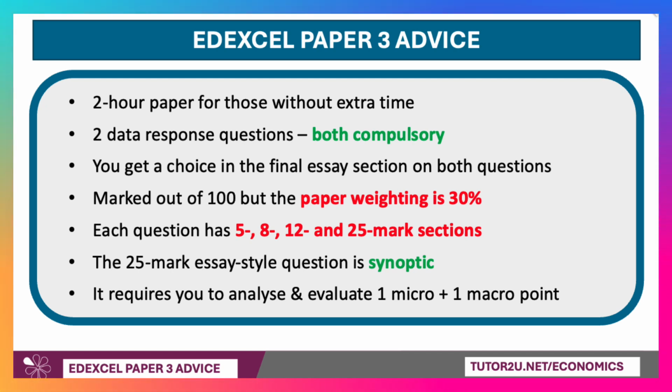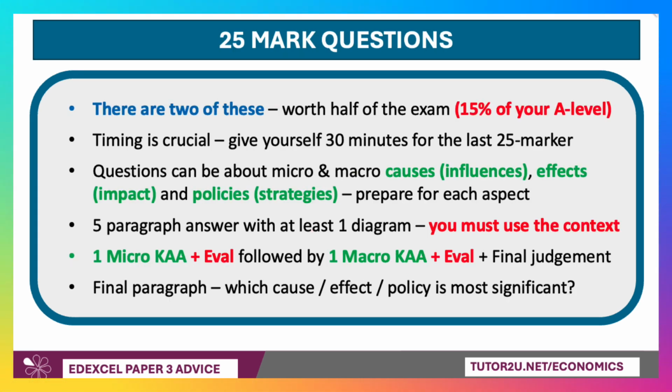It's a paper weighting 30%, the other 2 papers are 35% each, and each question has a 5, an 8, a 12 and a 25 mark section, and multiply by 2, there's 2 of those. The 25 mark essay question is synoptic, and typically it requires you to analyse and evaluate one micro and one macro point. So there are 2 25 mark questions, essentially worth half the exam or 15% of your A level, and the timing is really crucial.